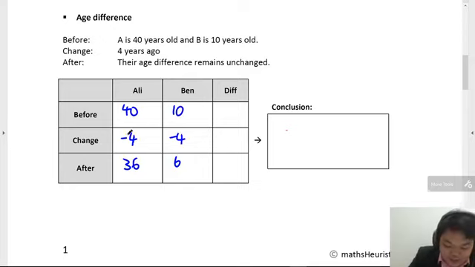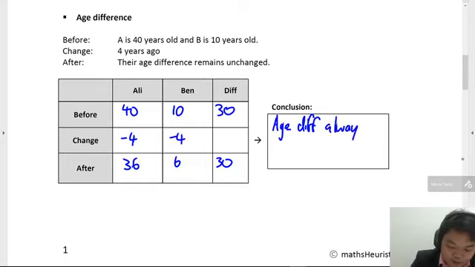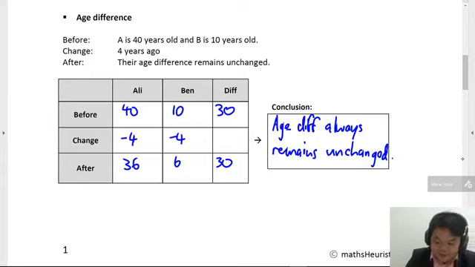So you can see that for age difference between two parties, the difference will always remain unchanged. You can conclude that age difference always remains unchanged. Okay, this is assuming nothing happens to any of them, nothing unfortunate.